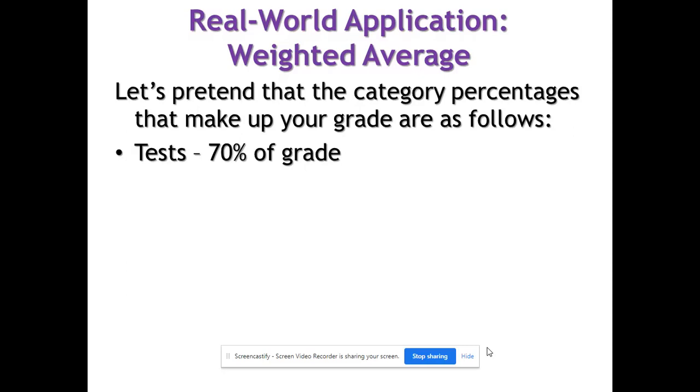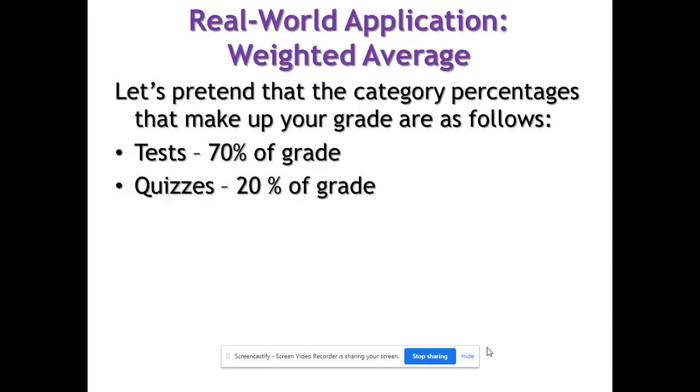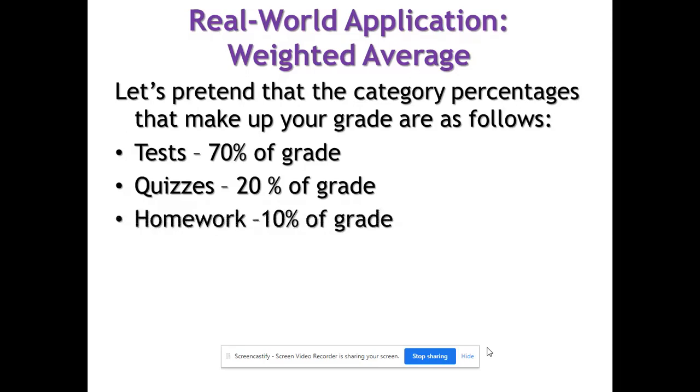So tests make up about 70% of your grade. In the past, when I taught at different schools, I would usually make tests about 40-50% of the grade, but this is just an example. Quizzes make up about 20% of your grade. So if you're looking at this, you have 70 plus 20, that gives you right away 90. So you only have 10% left to work with here. And so in this case, that's about homework.